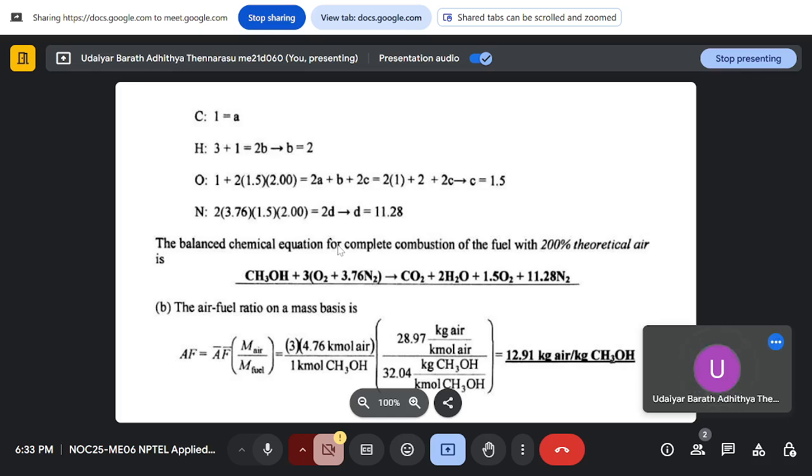So we get 3 into 4.76, which is the number of moles of air, into 28.97, the molar mass of air, divided by 32.04, the molar mass of the fuel, which gives you 12.91 kg of air required per kg of methyl alcohol. So that is the air fuel ratio. The theoretical air fuel ratio will be half of this because we are using 200%, somewhere around 6.4505.